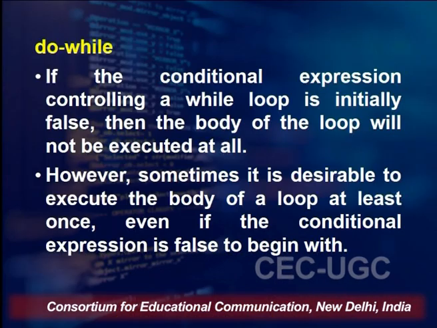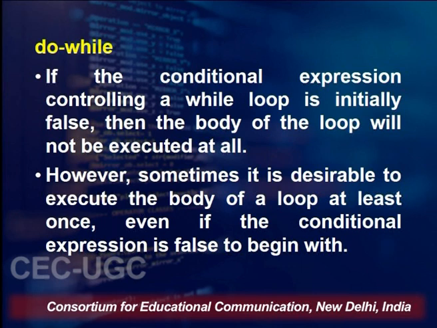So coming to our next construct after while is do while, basically an exit control loop. If the conditional expression controlling a while loop is false initially, the body of the loop will not be executed. But sometimes it is desirable to execute the body of the loop at least once, even if the conditional expression is false to begin with. Now, what is an example of this kind of scenario?